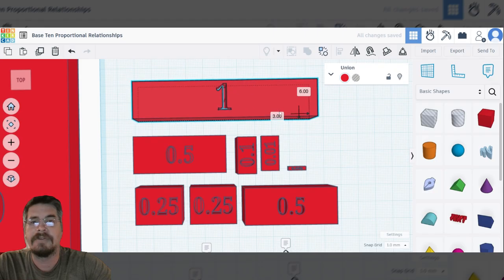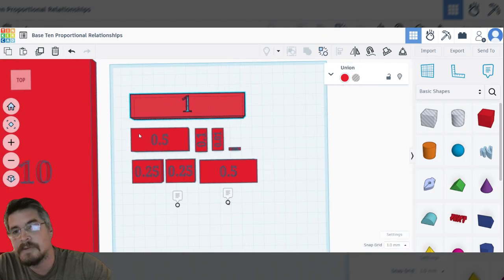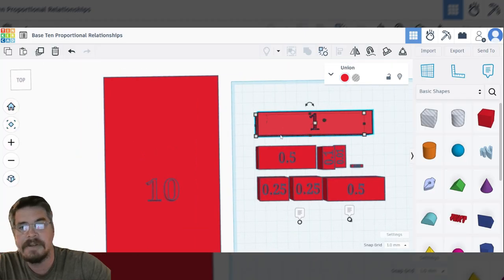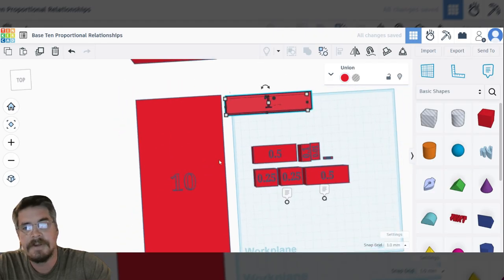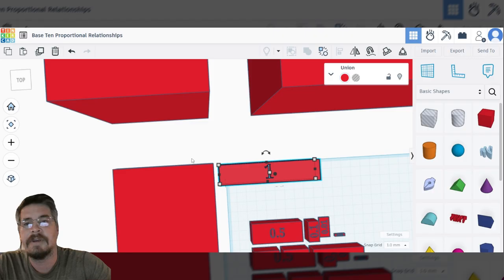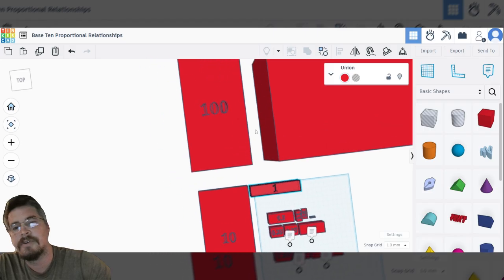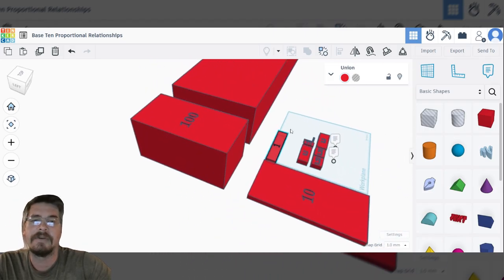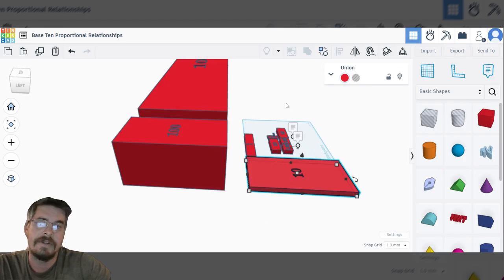And if we want to think about what 10 looks like, that might be easy for you to visualize here. If I scroll out a little bit, you'll see we have a block that is 10 times as large as our one. So 10 is 10 times larger than 1. Makes sense, right? And if we scale that up a little more, we have our 100. So 100 is 10 times as large as 10, right?